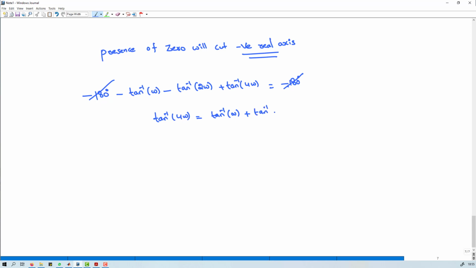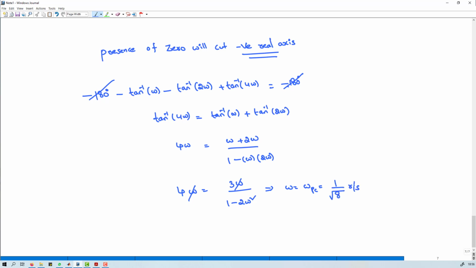It is in the form of tan inverse of A plus tan inverse of B. So applying tan on both sides, 4 omega is equal to (A plus B) by (1 minus AB), that is omega plus 2 omega by 1 minus omega into 2 omega. Now if you solve for omega, 4 omega is equal to 3 omega divided by 1 minus 2 omega square. So you have to find the value of omega where it actually cuts the negative real axis. That is called the phase crossover frequency, which is represented as 1 by root radians per second.